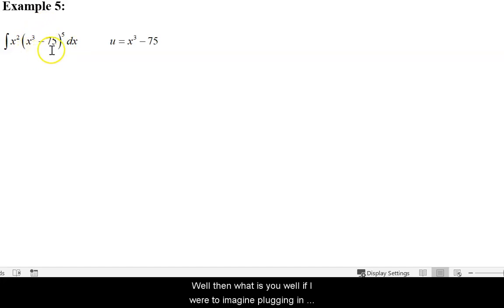Well, if I were to imagine plugging in an actual value for x, let's say 1 to make it easy. 1 cubed is 1. 1 minus 75 is negative 74, and then I raised it to the 5th power. In other words, the last thing I did was the 5th power. So everything that came before that must be on the inside. That makes x cubed minus 75 the inside function, which is u.